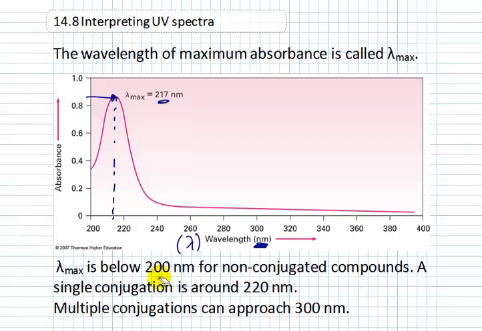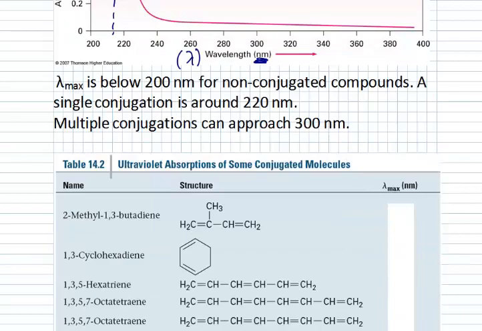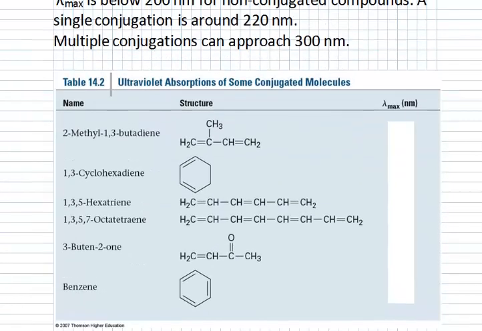If lambda max is below 200, the compound is usually not conjugated. That's like that ethylene that I showed you. The gap between HOMO and LUMO is just too large, so we need very high energy UV light way down there. A single conjugation might be around 220. Multiple conjugations can get up towards 300. So be careful what I said here.